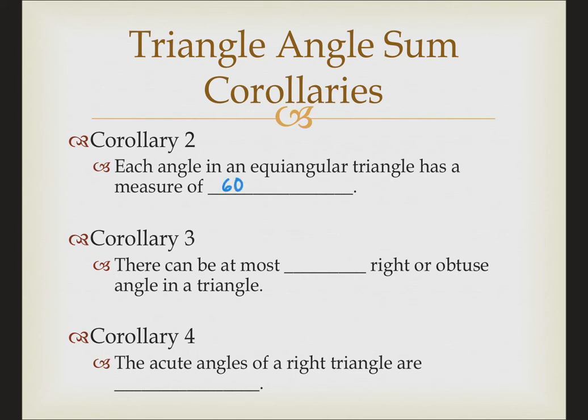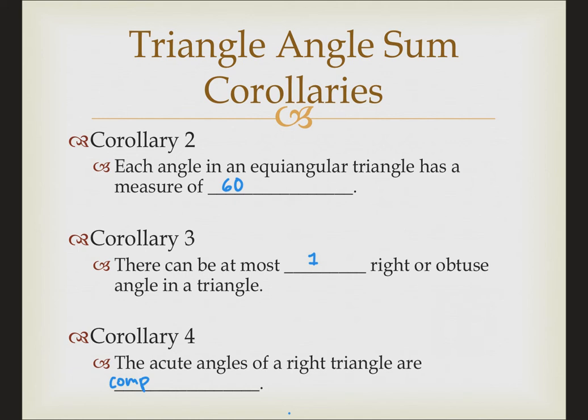Okay, let's think about this for a second. Equiangular, equal angles. By definition, if an equiangular triangle has 3 equal angles, and all 3 of those angles have to add up to 180, then it just logically follows that they have to be 60. The measure of each angle is 60. Okay, so that's an example of a corollary. The next one, there can be at most one right or obtuse angle in a triangle. And last but not least, the acute angles of a right triangle are complementary.